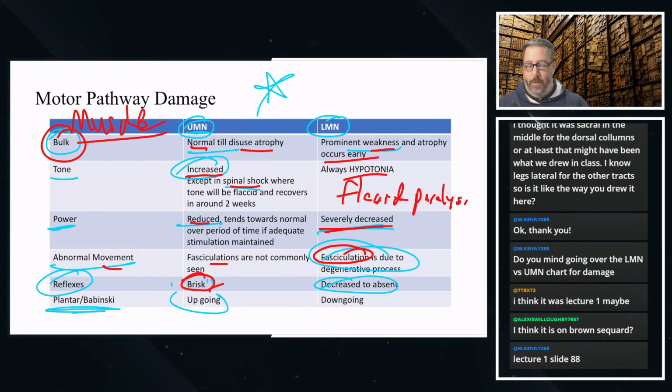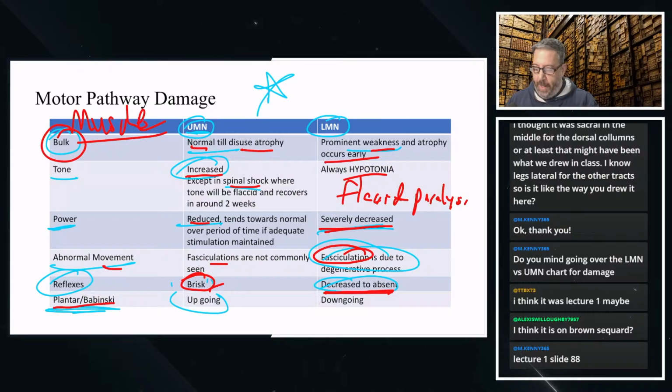So you're going to have a little bit of a brisk reflex, but decreased to absent reflexes with that lower motor neuron disease, because now you truly are testing that lower motor neuron when you do your reflex. And when the lower motor neuron is destroyed or damaged, that arc can't happen.